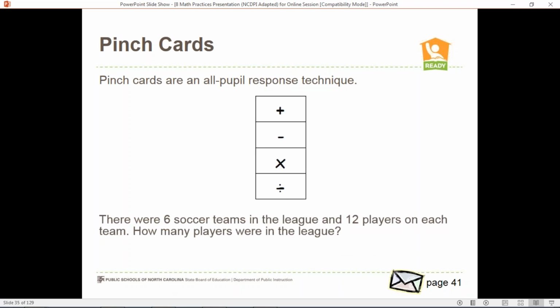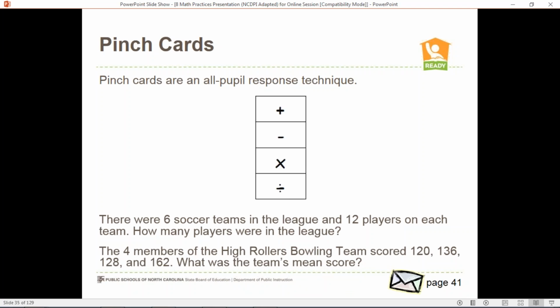All right, so there are 6 soccer teams in the league and 12 players in each team. Which one would I pinch? You could certainly pinch the plus, you could certainly pinch the multiplication, but if I saw somebody pinch minus or divide, that would tell me something different. And so, again, it gets all the kids involved, or even if it's a small group, gives everybody a chance to think about it. The 4 members of the bowling team scored those 4 scores. What's the team's mean score, the average score?